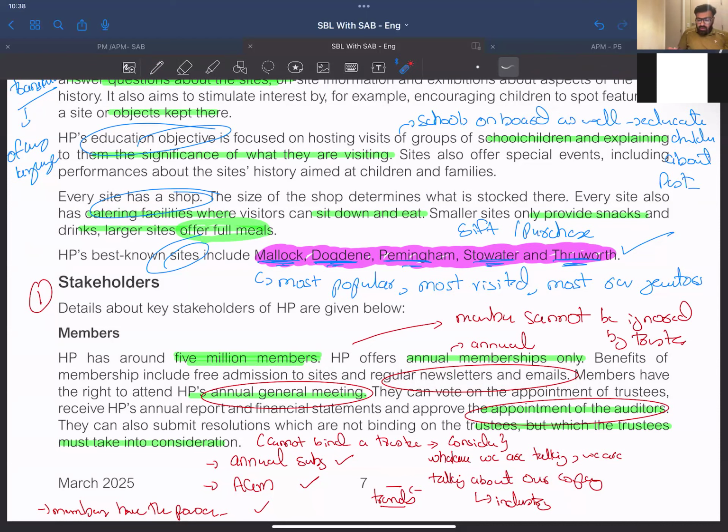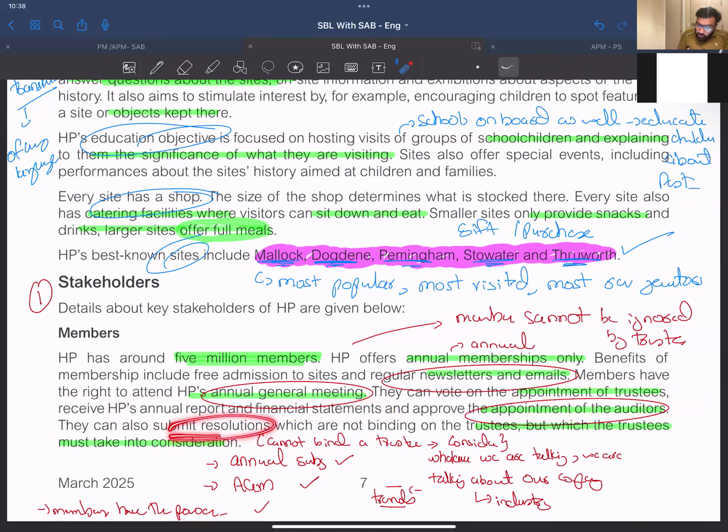It's clear to me. So this paragraph tells us that we have 5 million members. We have annual memberships, no semi-annual, no monthly, no weekly. The members get newsletters and emails. Members have the right to attend the AGM. They can vote on the appointment of trustees, HP's annual report, financial statements, and appointment of auditors.